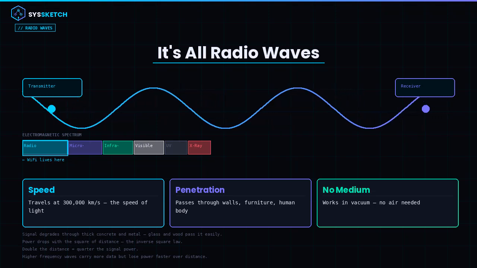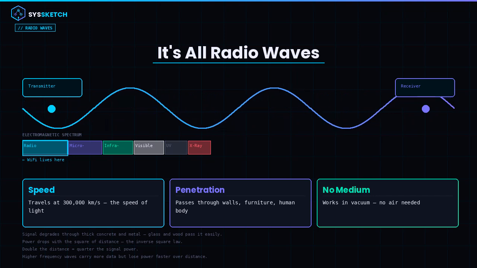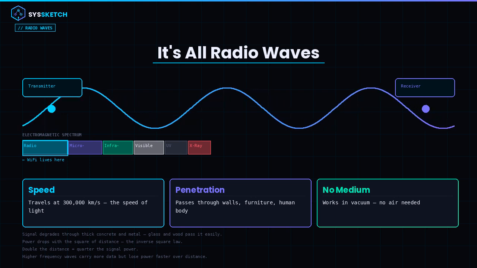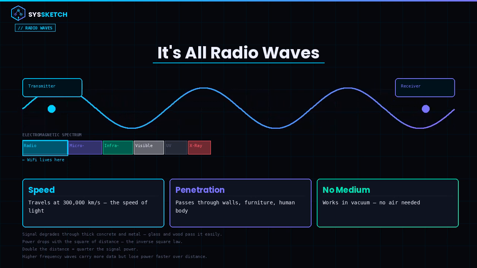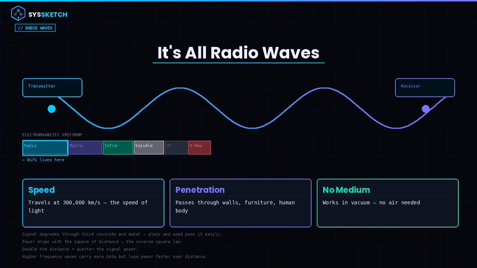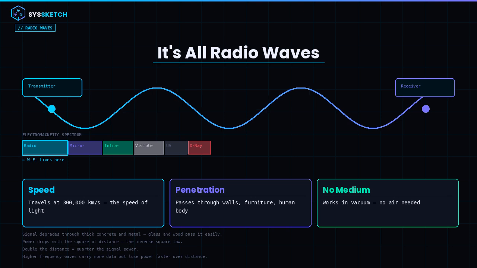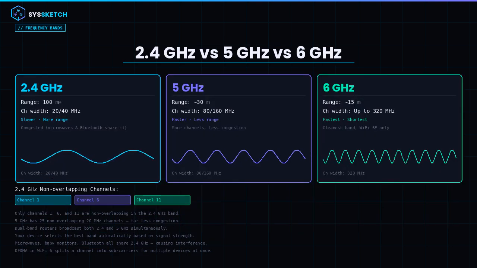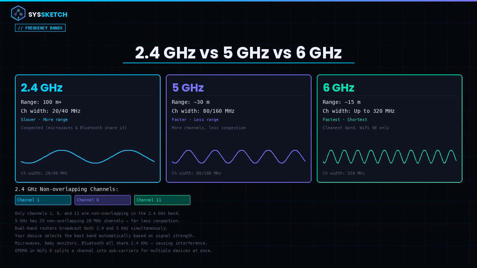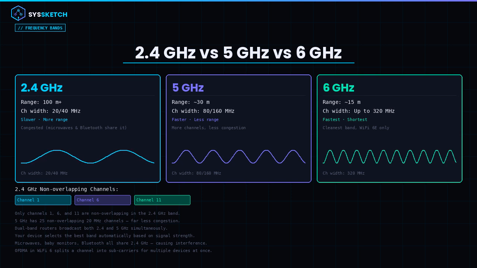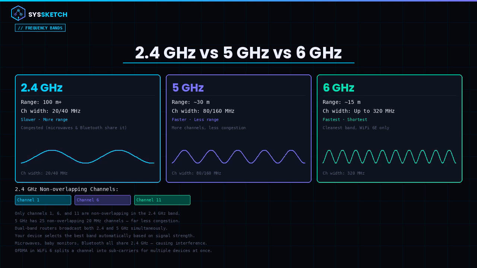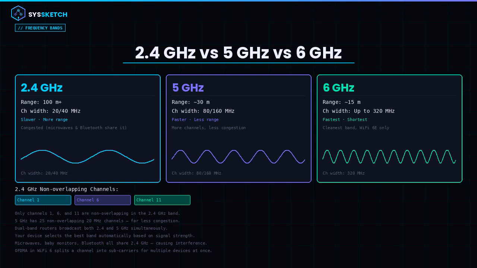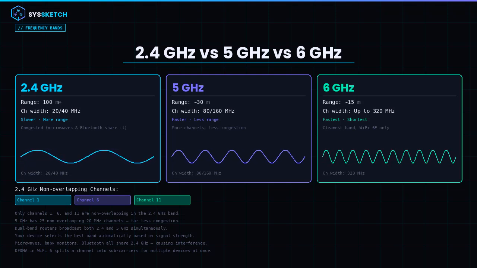Radio waves are a form of electromagnetic radiation, just like visible light, microwaves, and X-rays. They travel at the speed of light, 300,000 kilometers per second. Unlike sound, radio waves do not need air or any medium to travel. They can move through walls, furniture, and even the human body, though some materials absorb or reflect them more than others. This is why thick concrete walls reduce your signal, while a clear line of sight gives you the best connection.